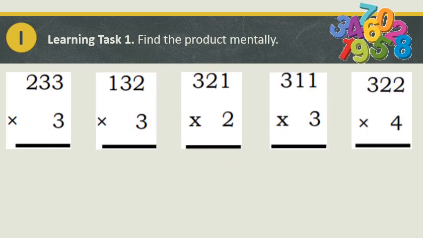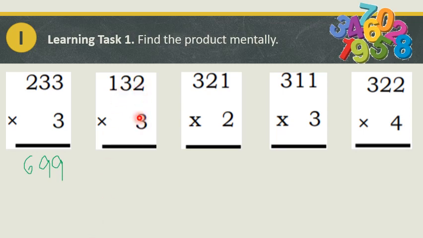Another example. Dito, isolve na natin siya yung normal nating multiplication. 3 times 3 is 9. Lagi ang unahin natin i-multiply dito sa ating multiplier ay yung nasa kanan. 3 times 3 uli is 9. Then, yung last natin, 3 times 2 is 6. Ang answer natin is 699.